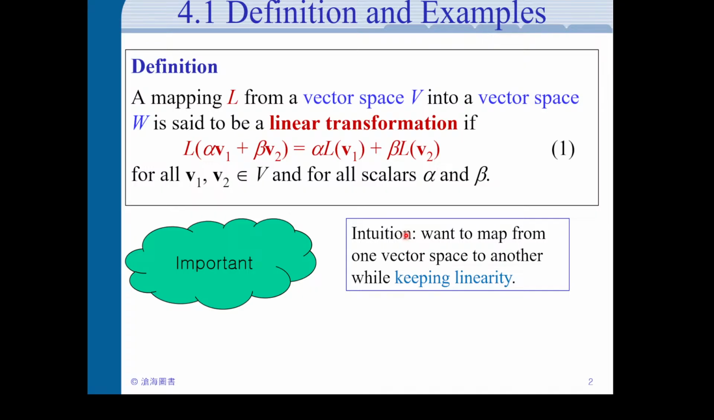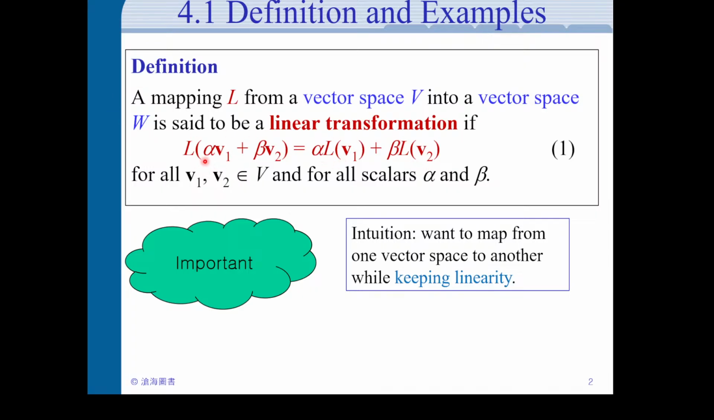So, the definition of a linear transformation. Now we are thinking about a mapping between two vector spaces, vector space V and vector space W, and the mapping between them is a linear transformation if it respects the linearity of the two vector spaces. That means if you map a linear combination of two vectors inside V, the result will be the linear combination of the corresponding vectors inside W.